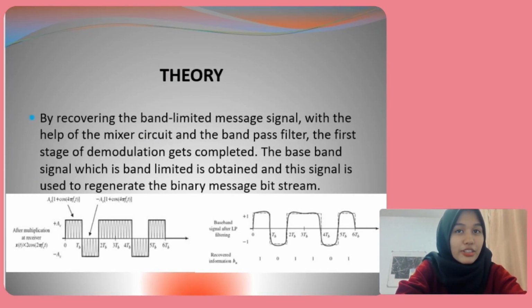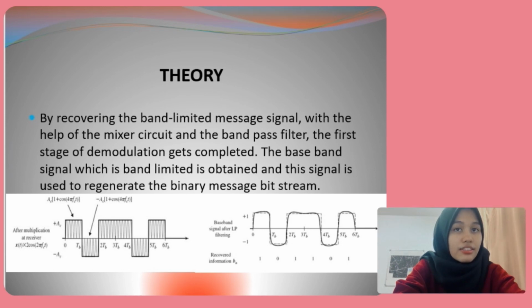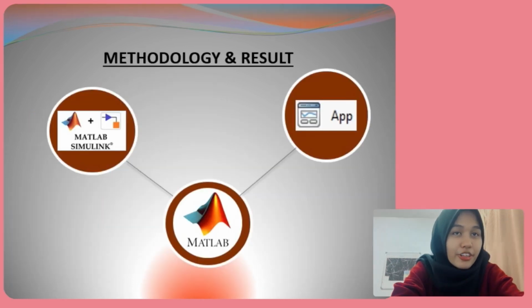Lastly, for the theory: by recovering the band limited message signal with the help of the mixer circuit and the band pass filter, the first stage of demodulation gets completed. The baseband signal, which is band limited, is obtained, and this signal is used to regenerate the binary message bit stream. So this is the diagram for the analog and digital signal. For the methodology and results, we use MATLAB Simulink and the apps to get the waveform.